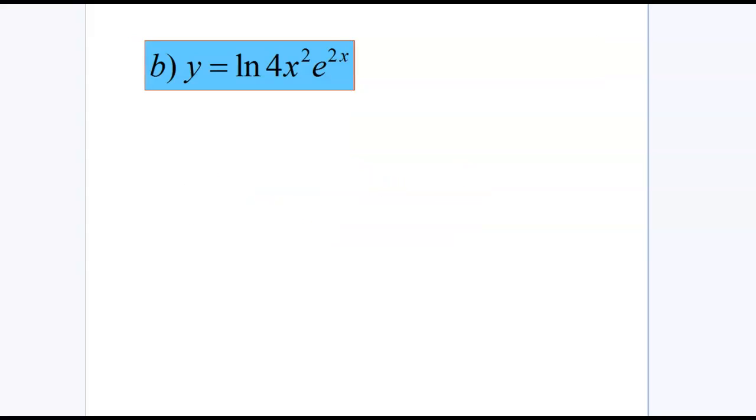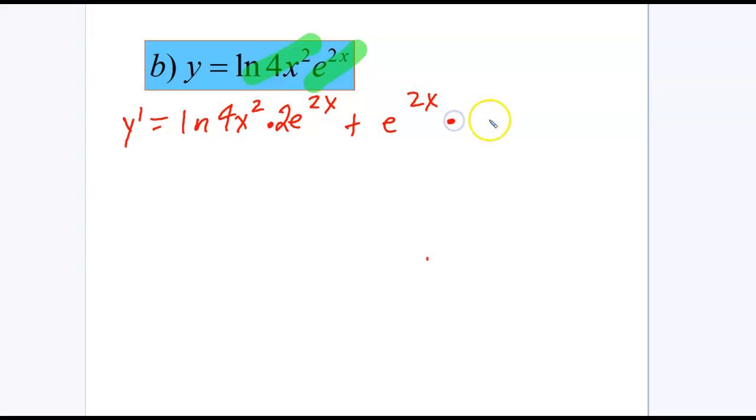This next example, I need to use the product rule. This is my first function, and this is my second function. So y prime would be my first function times the derivative of e to the 2x, which is itself, times the derivative of the exponent, which is 2, plus the second function times the derivative of the first, which is 1 over 4x squared times 8x.